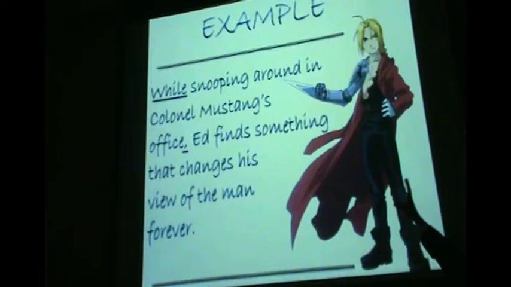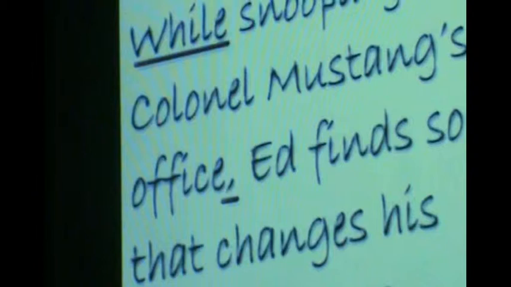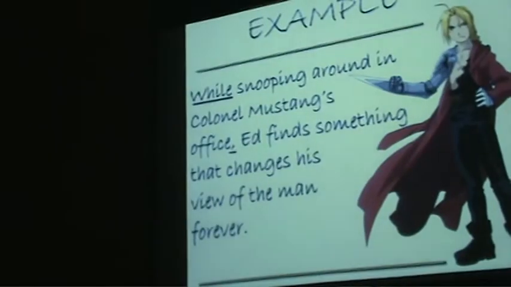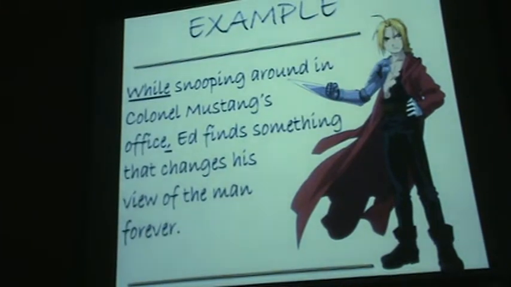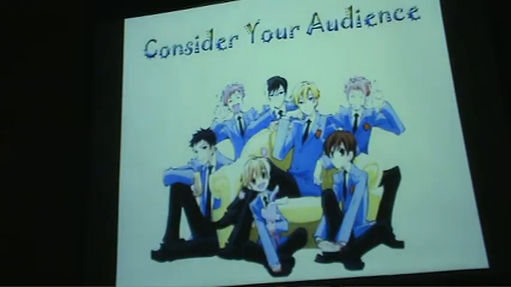Another example, and you can see our introductory clause is starting out with "while snooping around in Colonel Mustang's office," comma, again that's going to separate those two parts, "Ed finds something that changes his view of the man forever." So we know that he's snooping around, that seems kind of Ed-like, and he finds something that changes his view. We don't know what that is, but we will find out if we read it.